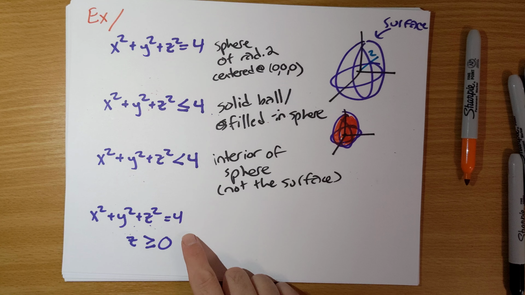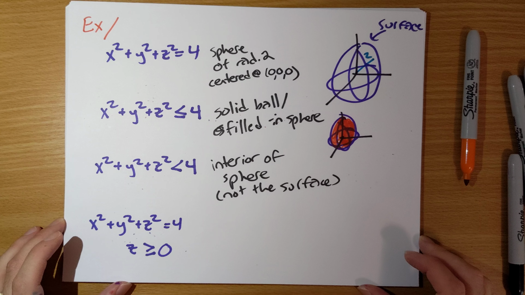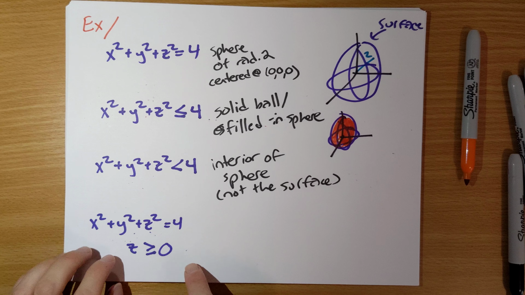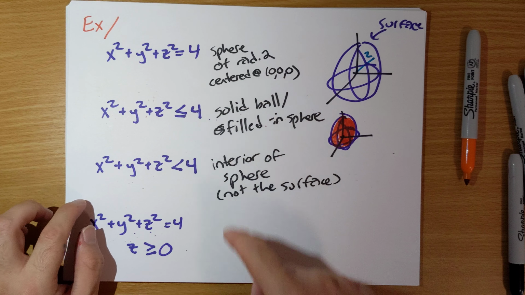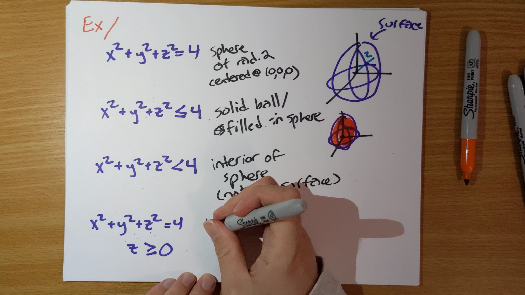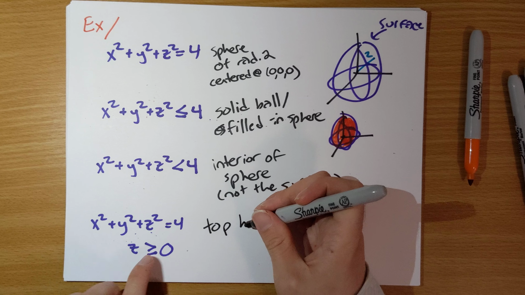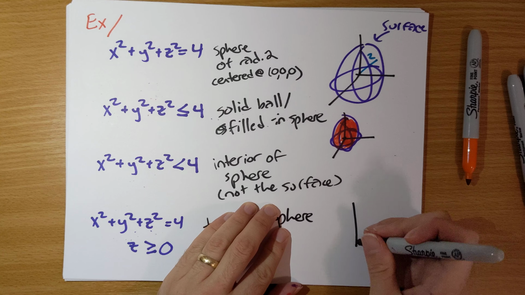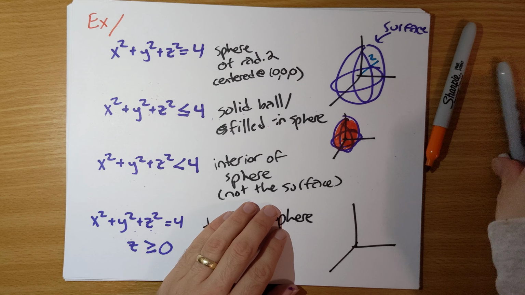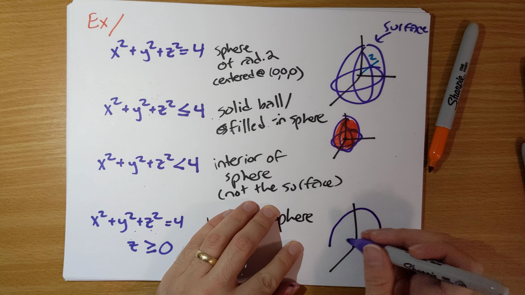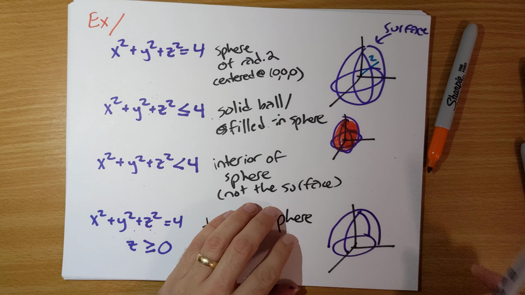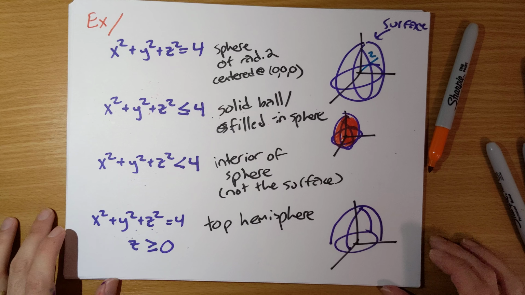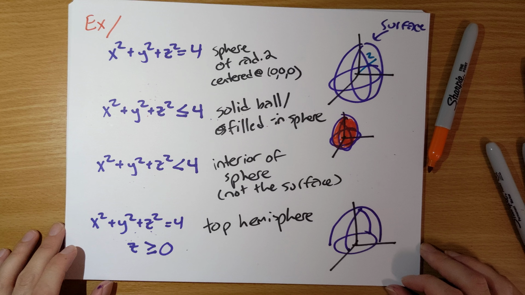And then one last one here, x squared plus y squared plus z squared is equal to 4, z is positive. So we know this part is sphere, radius 2, center at the origin. This is the top, z is positive, top hemisphere. So I draw this picture, but then I only draw the top hemisphere here. There's no negative values of z. So it's half of the sphere.